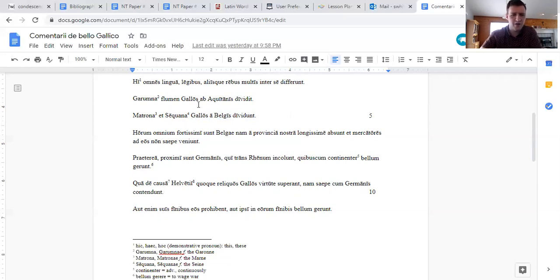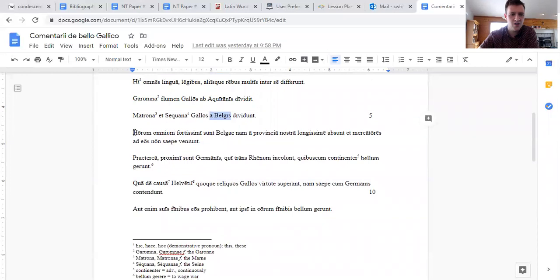Okay, pretty straightforward. Now these ablatives, ablative prepositional phrases, I don't think we've seen this use quite yet, but we would call this ablative of separation. So the Gauls are divided from these other peoples, and that idea of separation is in the ablative case.